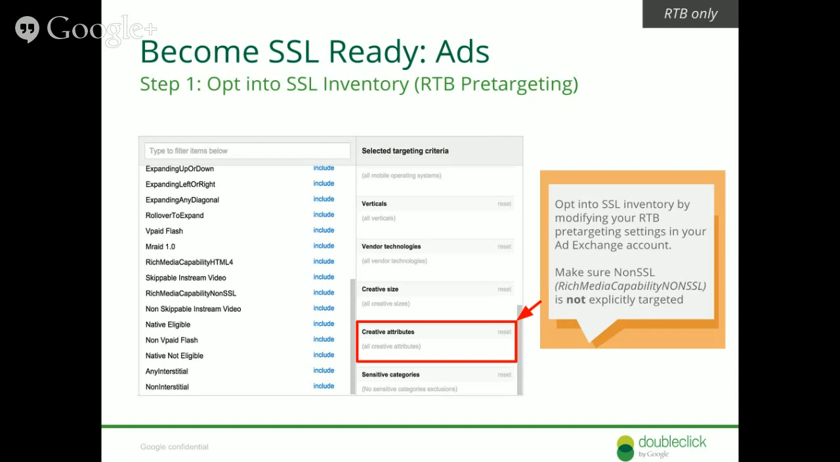So if you're editing one of your pre-targeting configurations, you'll see within creative attributes, there's a specific attribute labeled Rich Media Capability Non-SSL. You want to make sure that that is not included. So you want to make sure that that is not explicitly targeted. So the way it appears in the screenshot is that there is no inclusion of Rich Media Capability Non-SSL. That's how you want it to look. That means that you are able to receive bid requests for SSL inventory. If you did have the non-SSL creative attribute included there, that would basically exclude your pre-targeting configuration from being eligible to receive any bid requests for SSL inventory.